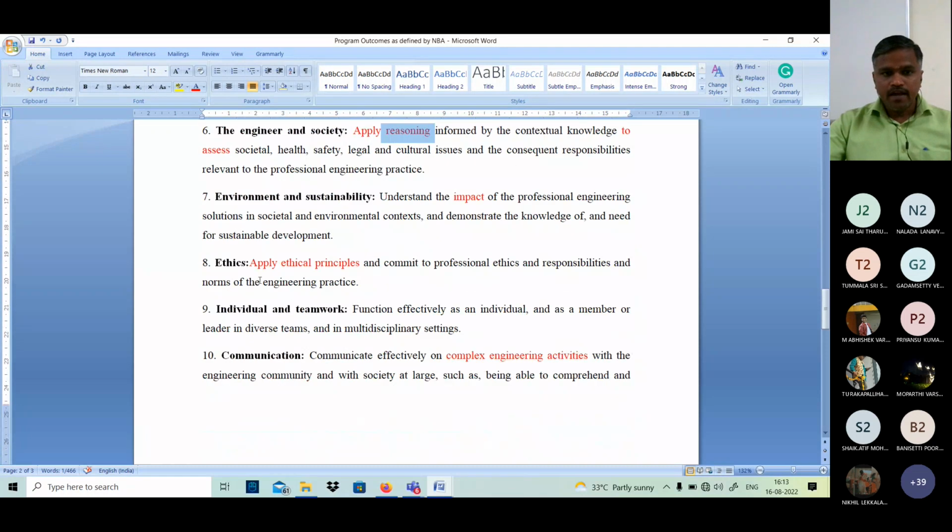Then seventh one, environment and sustainability. Whichever course you are learning, by using that course, you should create solutions to save the environment. Your knowledge gathered from the graduation should be useful to save the environment, and the solution should be sustainable. That is the thing. Eighth one, you should follow the ethics.